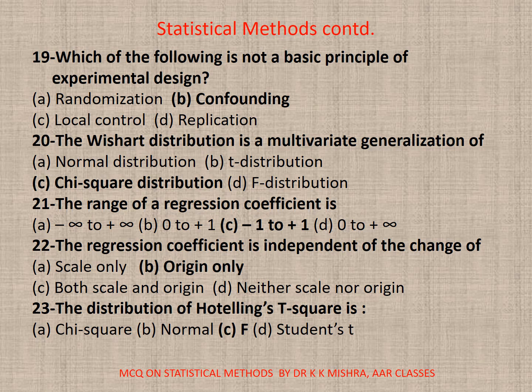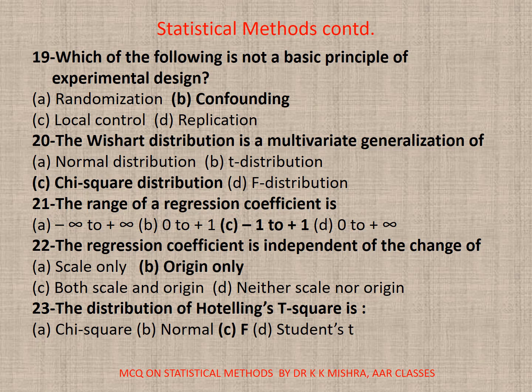20. The Wishart distribution is a multivariate generalization of A. Normal distribution, B. T distribution, C. Chi-square distribution, or D. F distribution. That is ANOVA. Here correct option is C. Chi-square distribution.